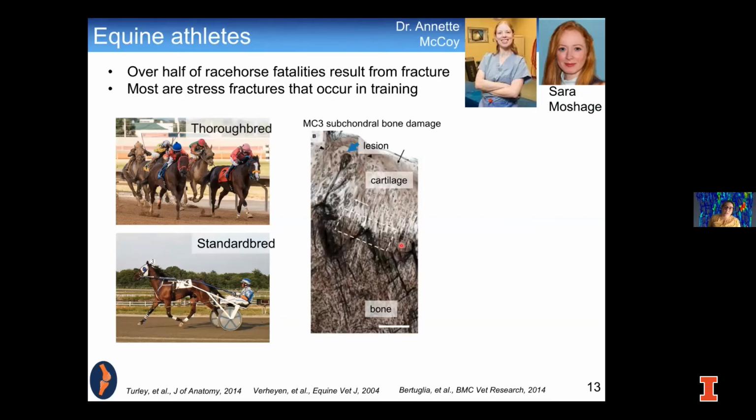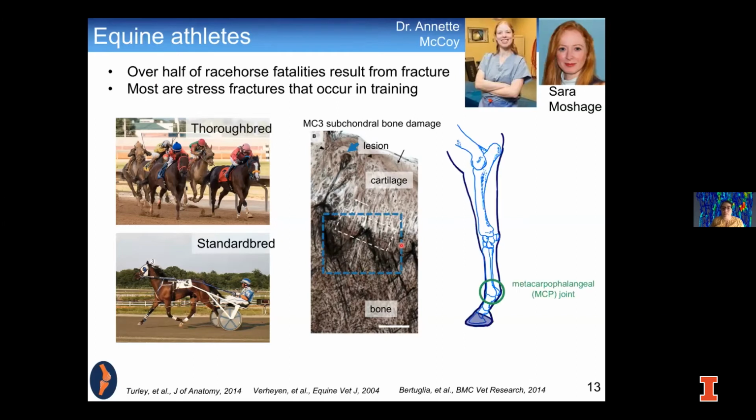We know that there are lesions documented in the literature that tell us that these fractures do seem to be fatigue related, and that they tend to happen here in this metacarpophalangeal joint, a bone down here at the bottom, a joint at the bottom that's made up of the MC3, the third metacarpal, and then the P1. And we're going to focus on the proximal phalanx today. So our first question is, what's going on with these horses and why are they susceptible to fracture?